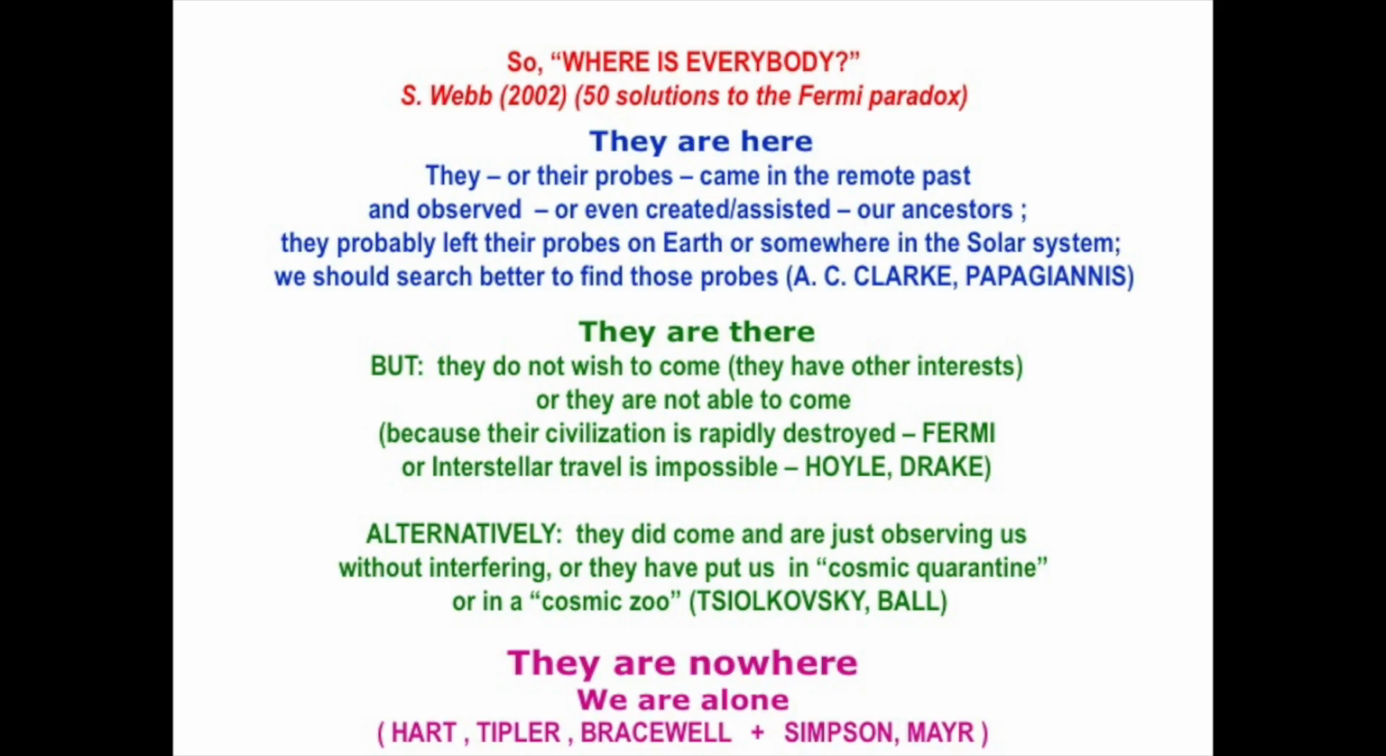And then the final solution is that they are nowhere and we are alone. This was the idea of Hart, of Frank Tipler, of other astronomers, but most importantly of biologists. Ernst Mayr, a Nobel Prize winner in medicine, George Gaylord Simpson, an important biologist, and others, because biologists are less enthusiastic than astronomers about the possibility of another form of intelligent, complex life in the galaxy. They find that the evolutionary path that led to the emergence of intelligence on Earth is quite improbable.